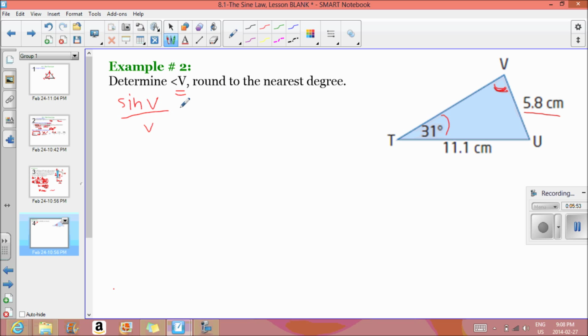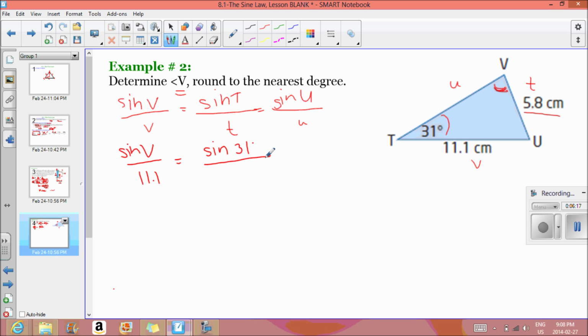So we have sine V over little v, we have sine t over little t, and we have sine u over little u. And if we label over here, this would be little u, this would be little t, and this would be little v. And so subbing in, we have sine v over, we know what little v is, it's 11.1. And we have sine big T, which we know is 31, over little t, which we know is 5.8. And we have sine u, and we know nothing about the u's.